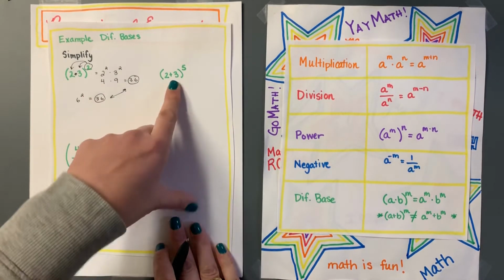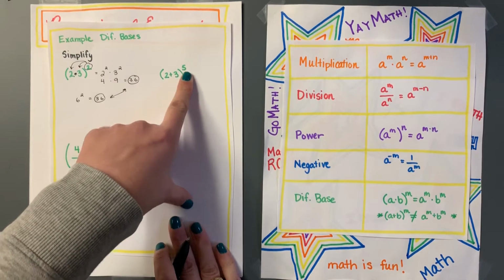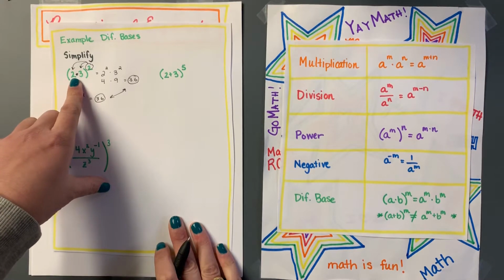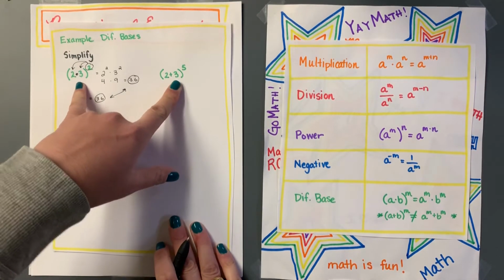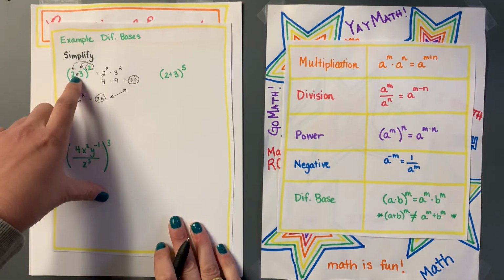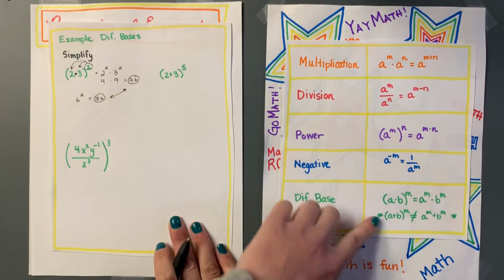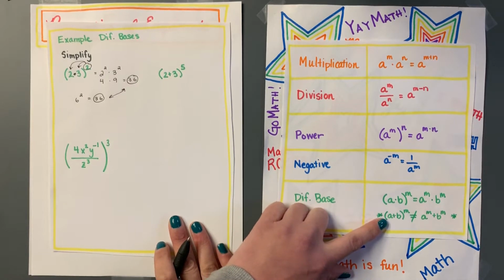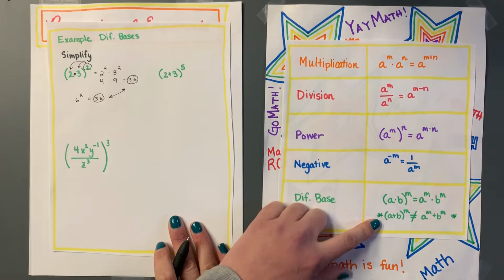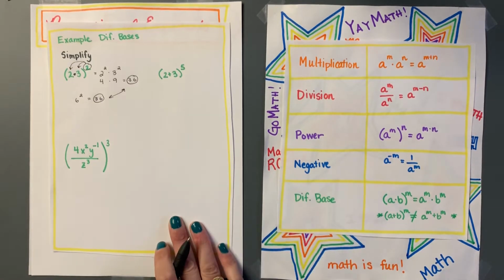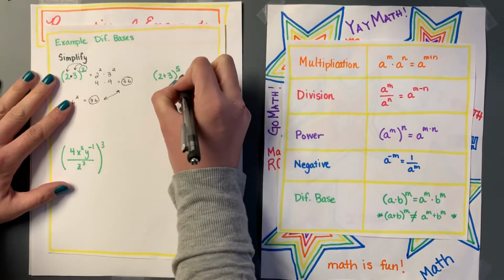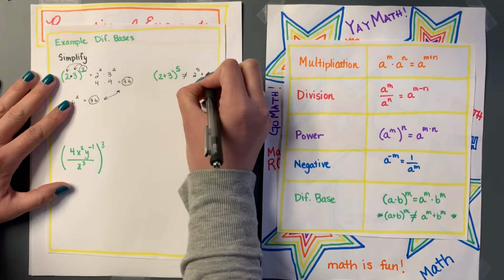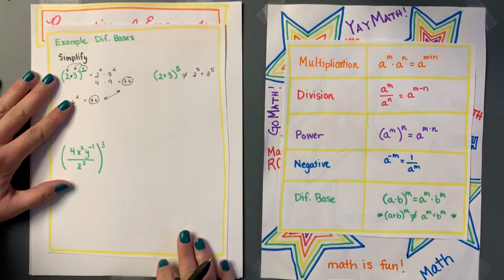So I want to look at this problem here, 2 plus 3 raised to the 5. It looks very similar to 2 times 3 squared. These look almost identical, right? The only difference is that this is multiplied and this is added. This falls into our case down here, that a plus b raised to the m is not equal to a to the m plus b to the m. So that means that this is absolutely not equal to 2 to the 5th plus 3 to the 5th. And I'm going to show you why that is true.